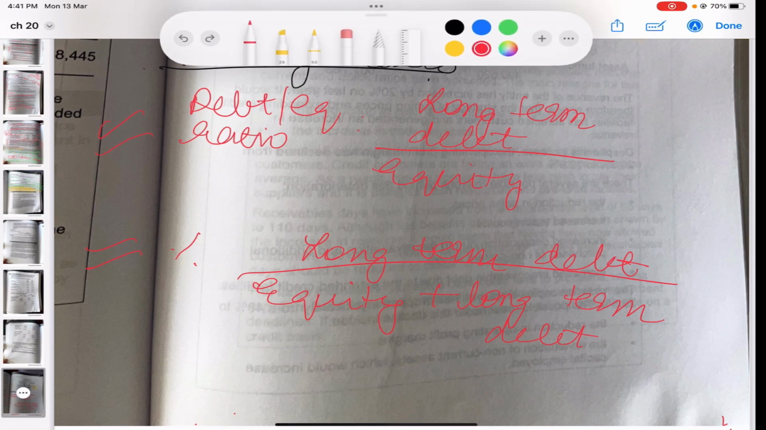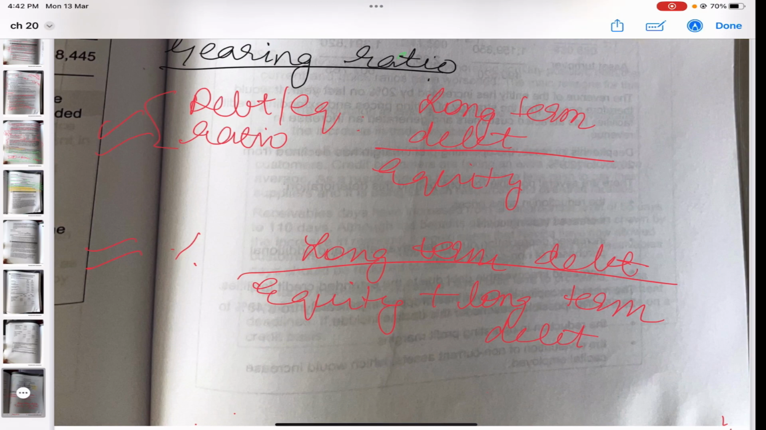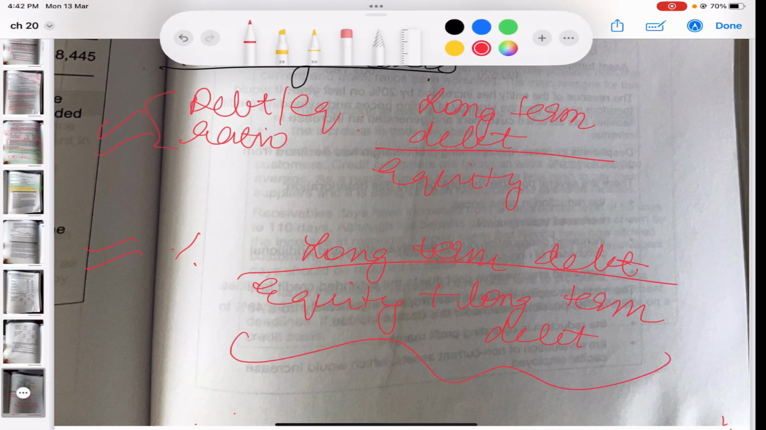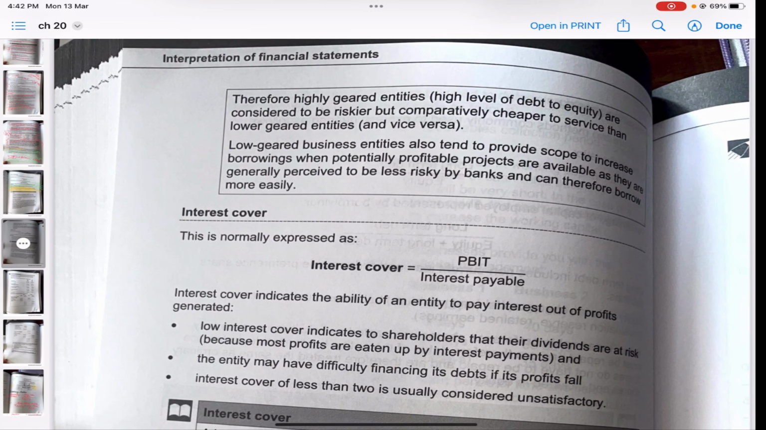Two types of gearing ratio. Two ways of calculating gearing ratio: the debt to equity ratio and the capital employed ratio, which is debt upon equity plus long-term debt, or the net assets. You know that the formula of equity and long-term debt is capital employed, right? Now let's come to the last ratio of the chapter, which comes inside my position ratio only.